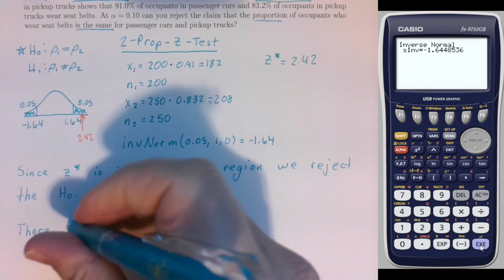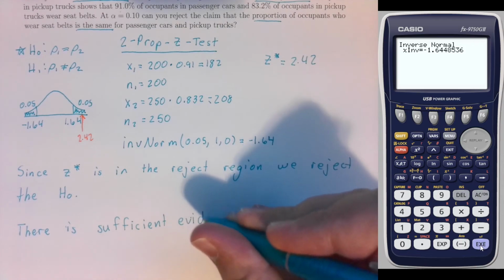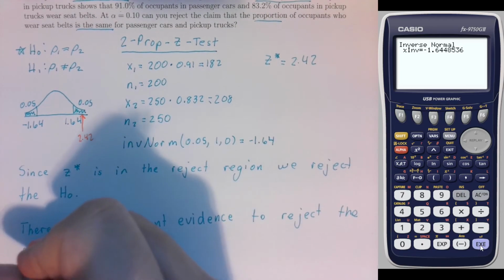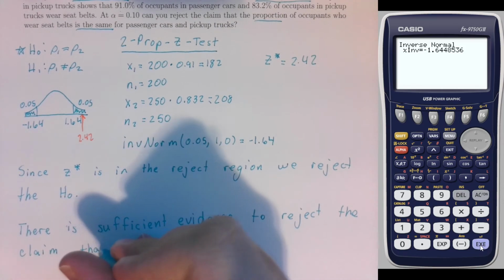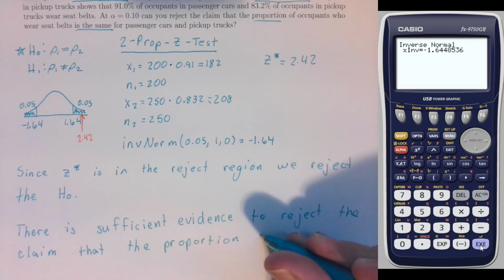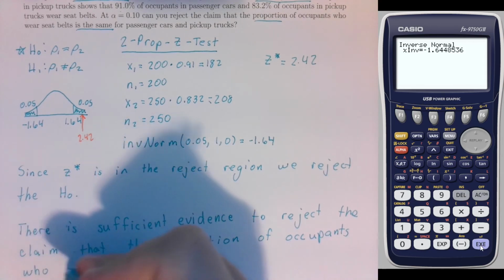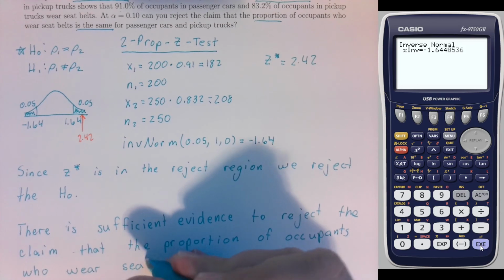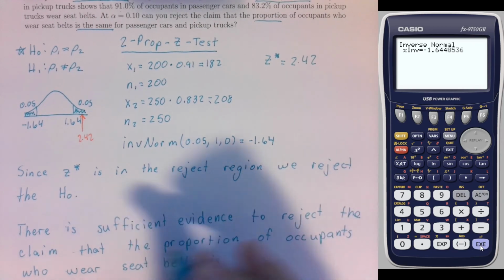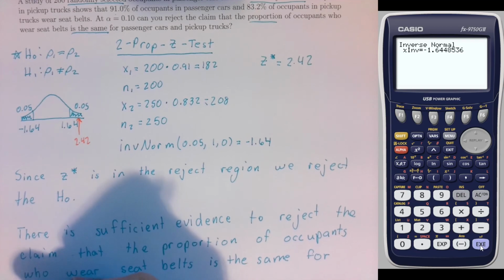So there is sufficient evidence to reject the claim that the proportion of occupants who wear seatbelts is the same for cars and trucks.